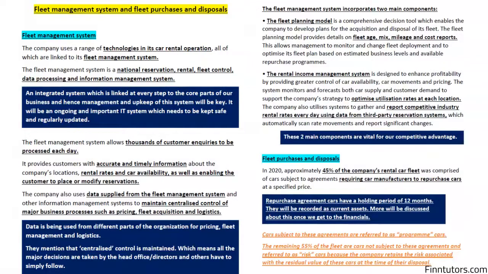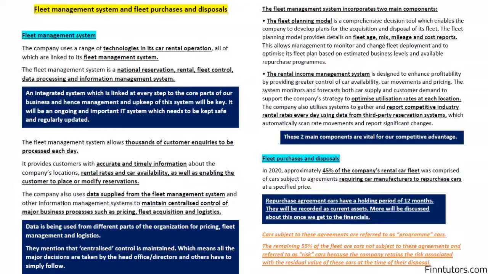It provides customers with accurate and timely information about the location, the rates, and the car availability, as well as enabling the customer to place a reservation or modify a reservation. So everything on our app and our website is done because of this fleet management system. It's the core, the spine of our business.